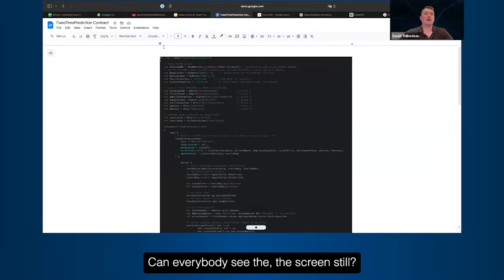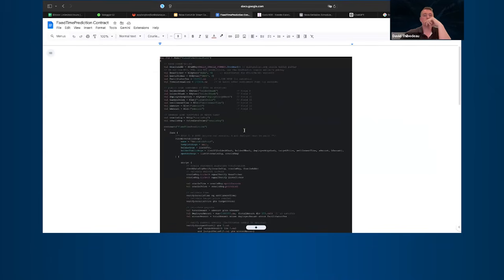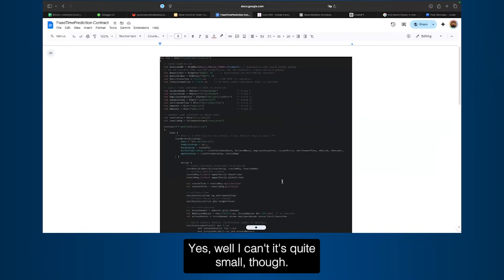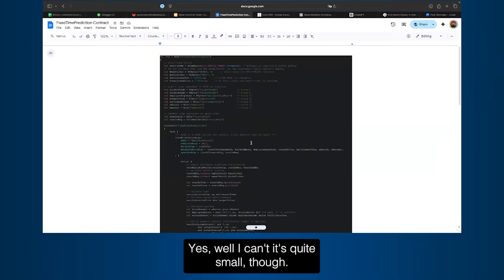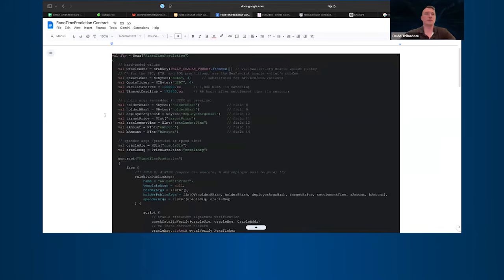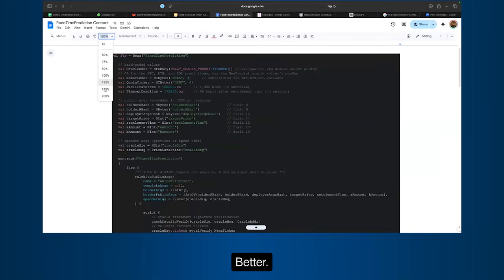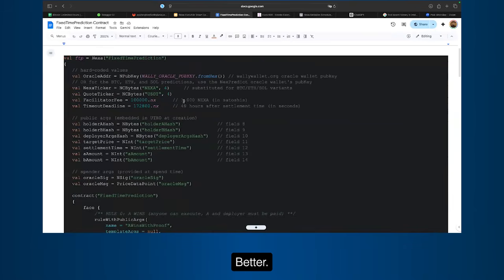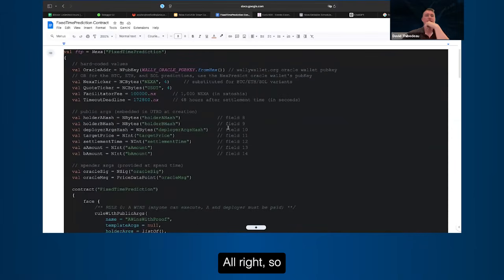Can everybody see the screen still? Yes. Well, I can't. Okay. It's quite small though. Maybe you can see better. I can go ahead and blow it up. Yeah, that's better. All right.